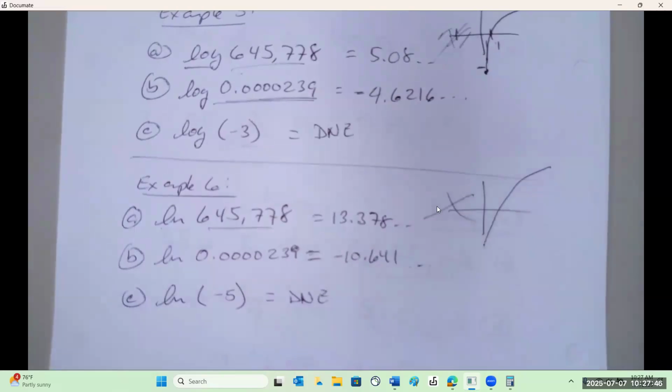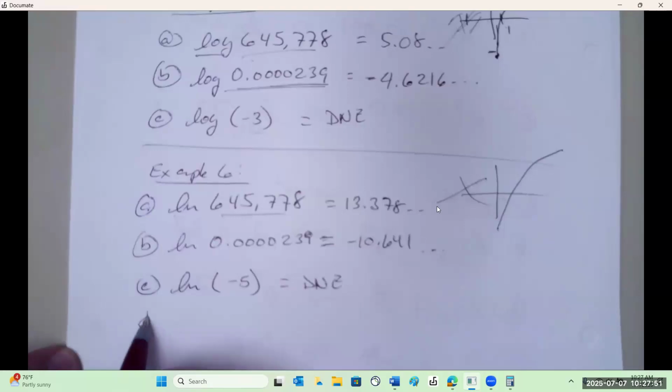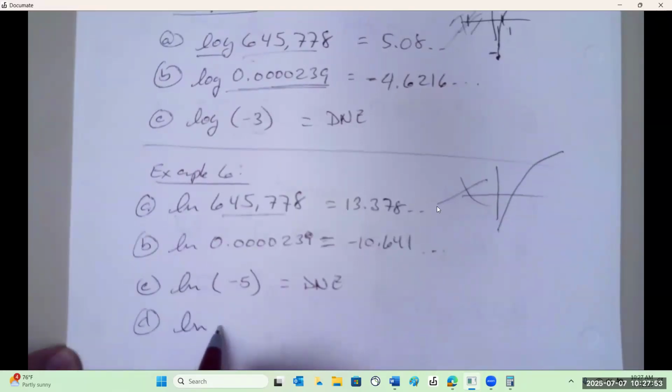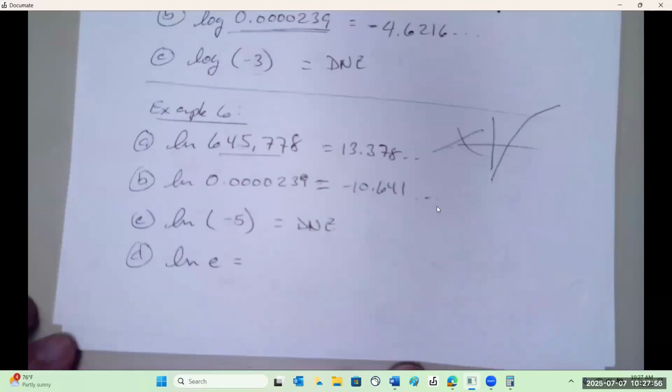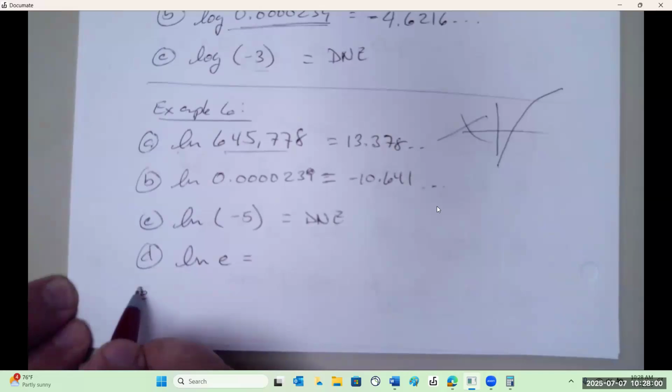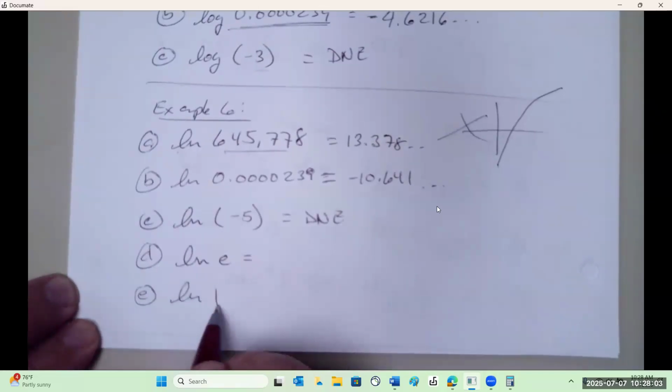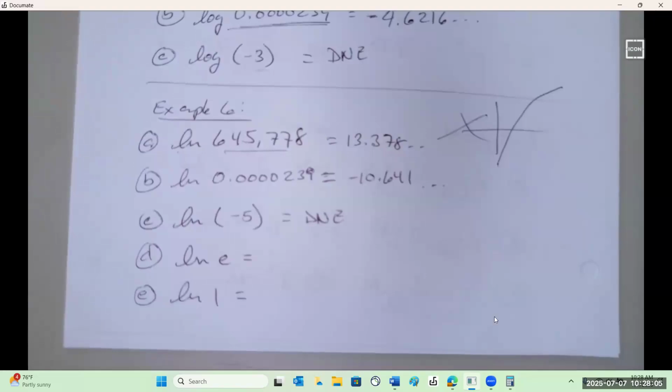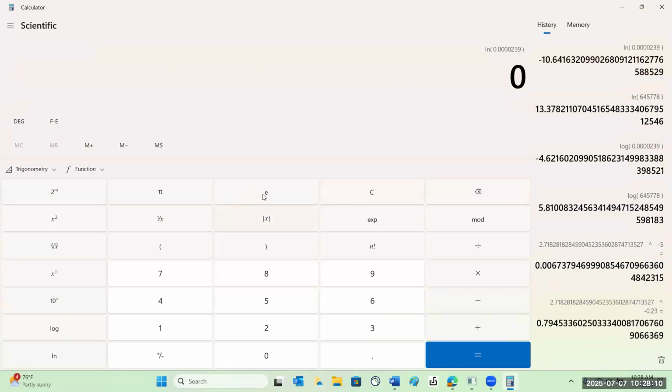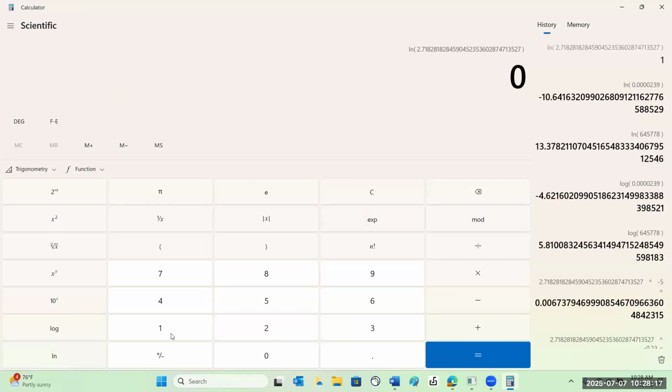Because you cannot put negatives inside there. What about ln of e? And ln of 1. What do you think is going to happen to those? Here's e. I take the ln of it. I get 1. I get 1. Take the ln of it. I get 0. Why?